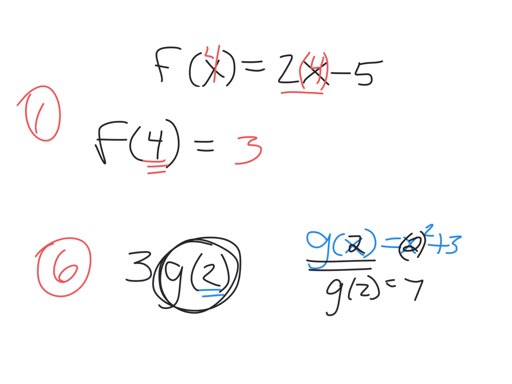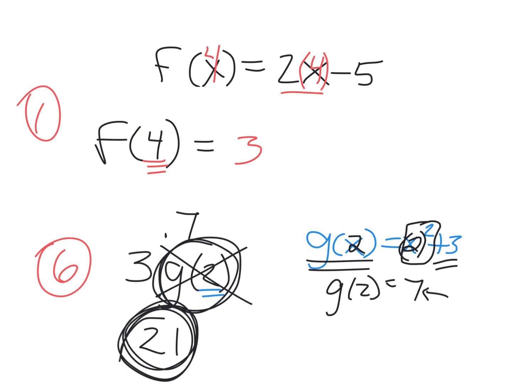Wait, so it'd be 6 then? If it's 3 times that? Did you get 4 plus 3 to get 7? Yeah, I got 7 over there. Oh, okay. So if I put a 7 here now, this g of 2 is 7. There's a 7 right there. I'm a little confused. What are you going to do with the 3 and the 7? What do you think? Multiply? Yeah. That's just 7 times 3. So did you get 21? Yeah. Okay. So the answer for number 6 is 21.